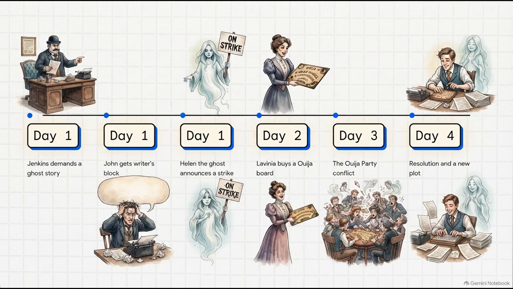But the real kicker? That happens on day 2, when John's wife, Lavinia, buys a Ouija board. That single purchase leads to the absolutely chaotic Ouija party conflict, which then forces the hilarious resolution on day 4, where John finally gets his story. Notice how John's initial overconfidence completely sets the stage for the entire conflict.